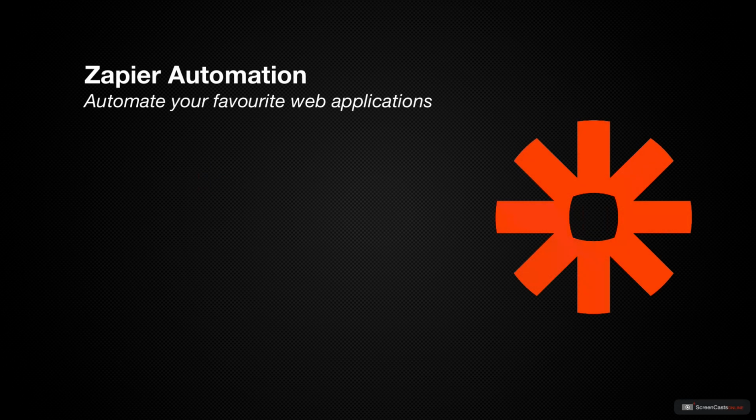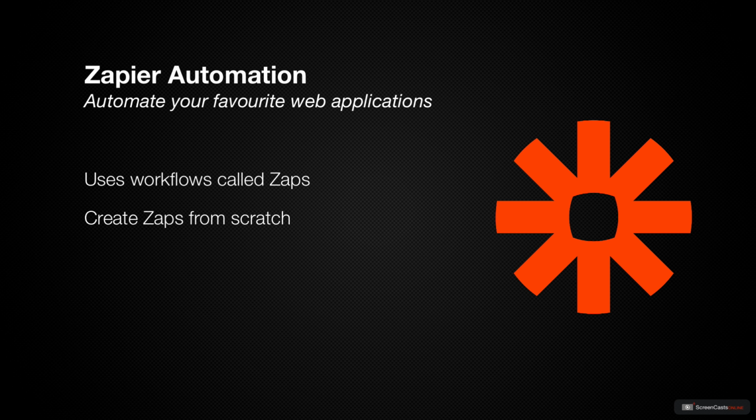This week, I'm going to cover a web service that I use extensively with Screencasts Online to both automate procedures and integrate applications, and that's a service called Zapier. Zapier uses workflows called Zaps to provide automation and integration between many thousands of applications. You can create Zaps from scratch or use predefined templates to build your Zaps, allowing you to get up to speed very quickly. Zapier has both a free plan, allowing you to create up to 5 Zaps, as well as monthly and annual plans to allow for many more Zaps and additional functionality.